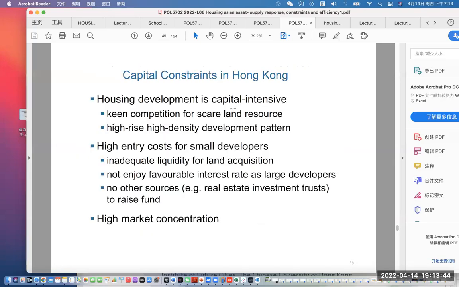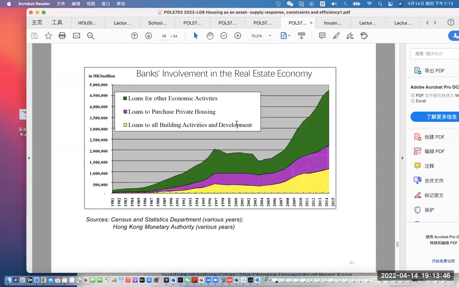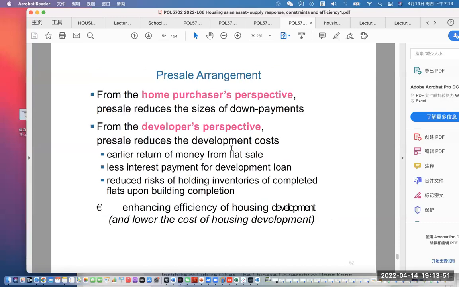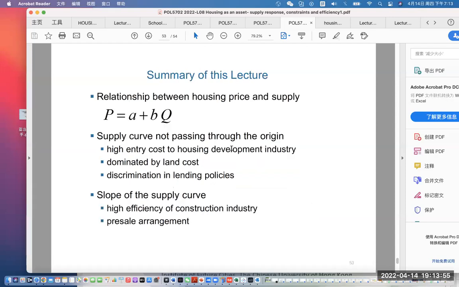And these are the levels of capital constraints. In terms of this, how to make a judgment of the efficiency of the construction market is very important. So these are the summary. First, we have to understand the relationship between housing price and supply, and use this to understand the causal links between housing price and land supply. P equals A plus BQ, right? This is important for your potential investigation.